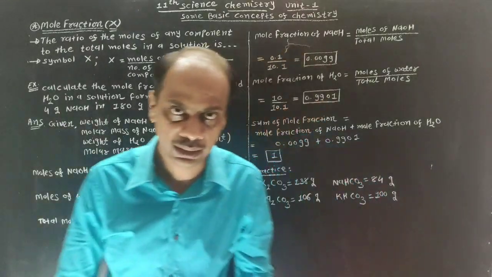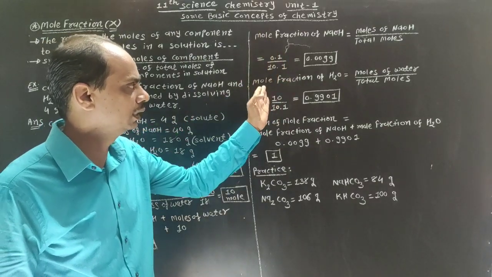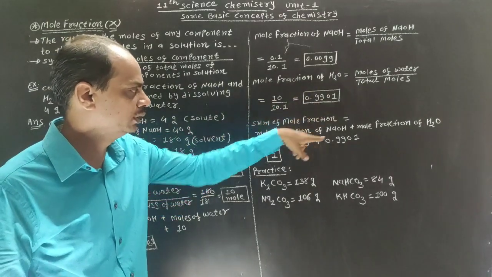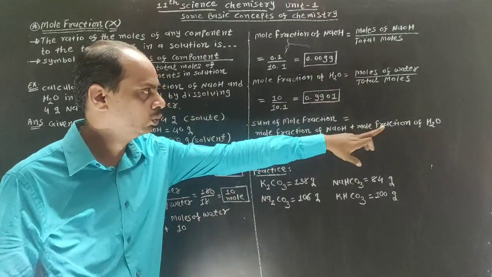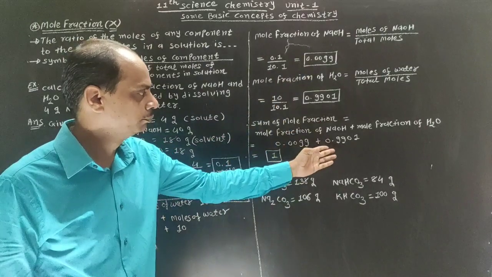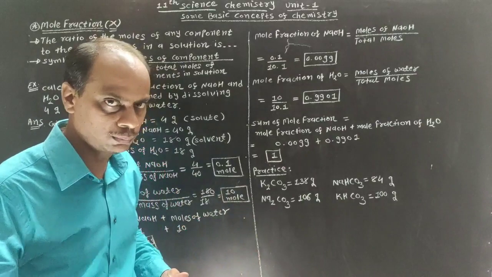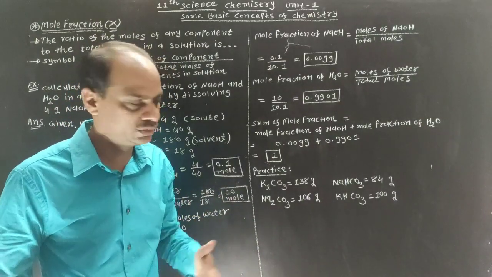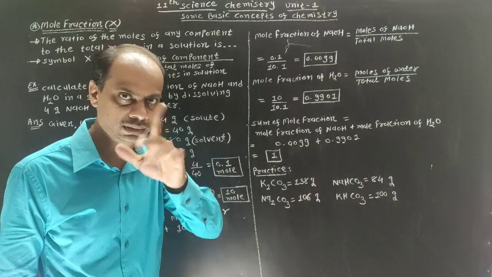So again, we are going to do the same thing: here we have the mole fraction of sodium hydroxide and the mole fraction of water. The sum of mole fractions is equal to the mole fraction of sodium hydroxide plus the mole fraction of water. We have the answer for sodium hydroxide here and the answer for water there. Make addition of both. Maybe you got the answer 0.999999 like that. Convert it into the nearest round digit, that is 1.